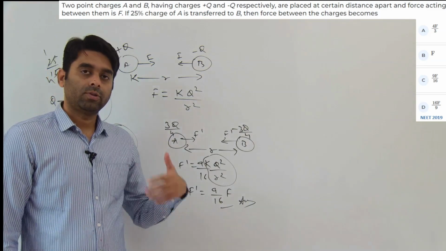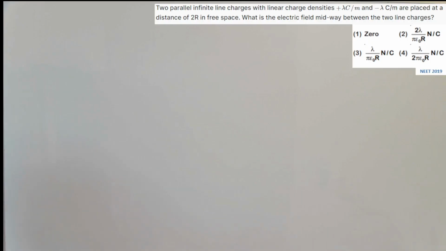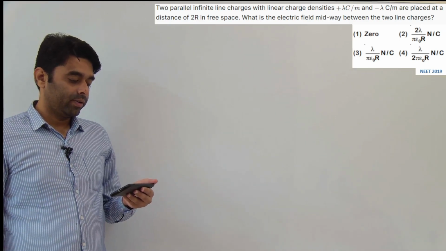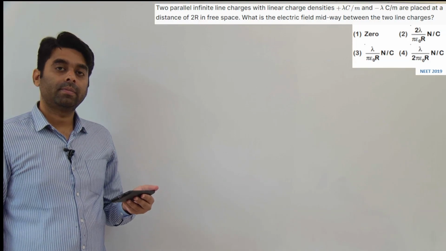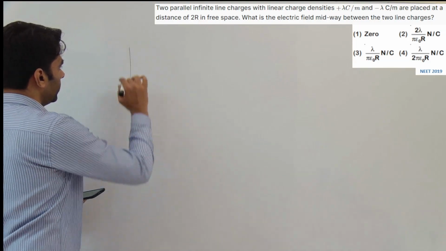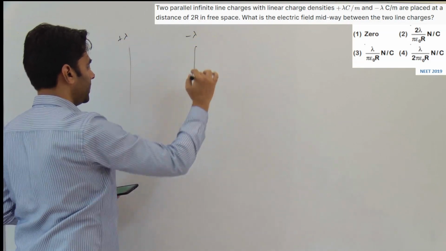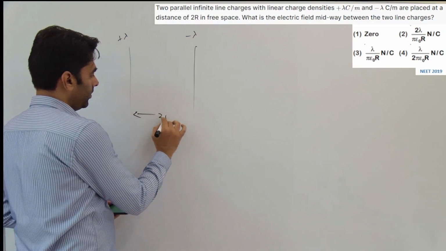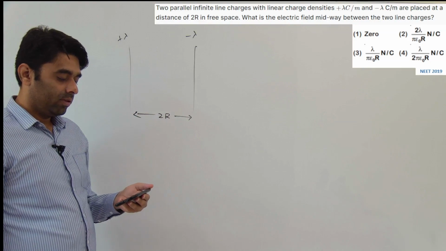Fine. Let's look at the next question. Two parallel infinite line charges with linear charge density plus lambda coulomb per meter and minus lambda coulomb per meter are there. One has charge density plus lambda, another has charge density minus lambda. They are placed at a distance of 2r. What is the electric field midway between the two line charges?